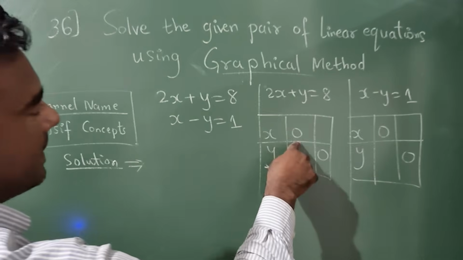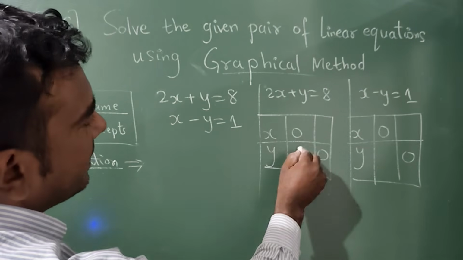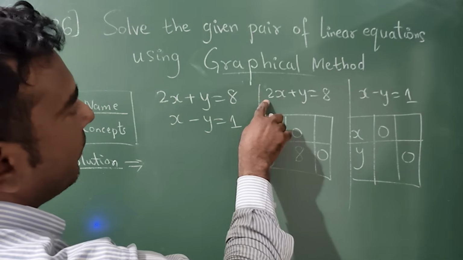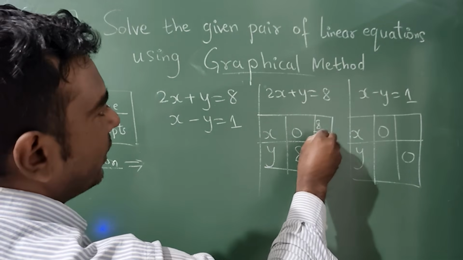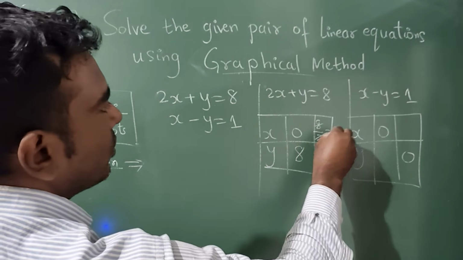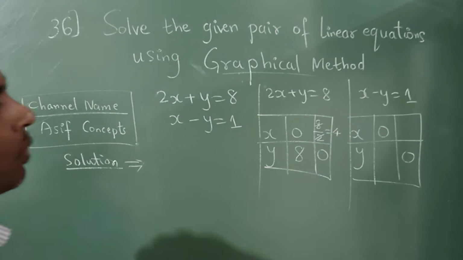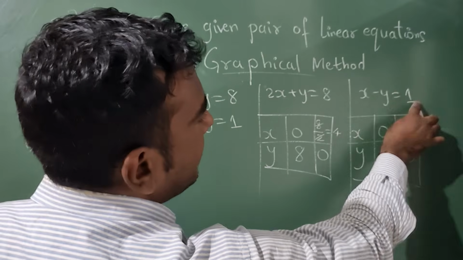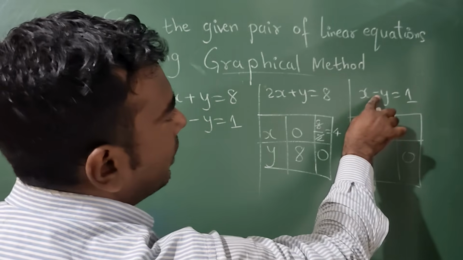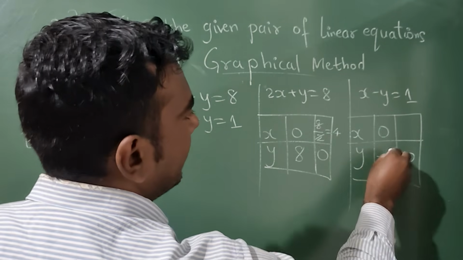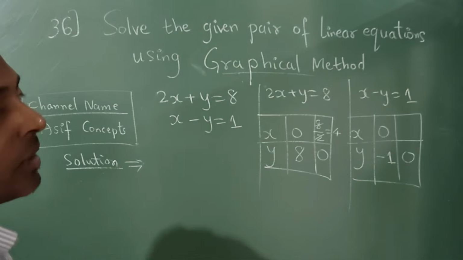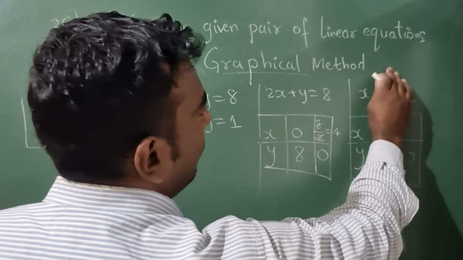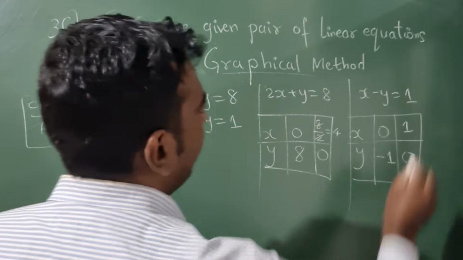When you write x as 0, then what do you see here? y is equal to 8. When y is 0, you can see a coefficient here. Whenever there is a coefficient, you need to divide by that. So 8 divided by 2 is 4. Now this side, x is 0, y is 1, but there is a minus, be careful. So this minus goes to the right hand side, it will become minus 1. Be careful when there are minus signs. Now y is 0, so x will become only 1.